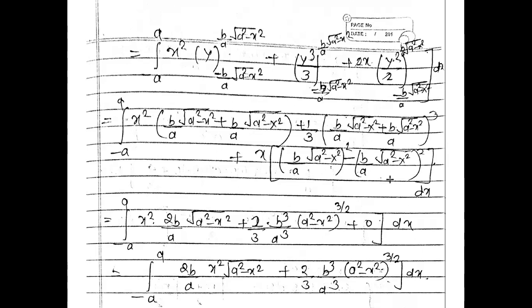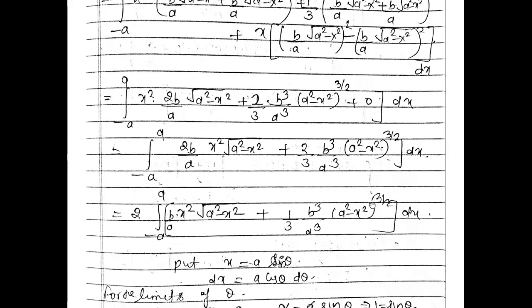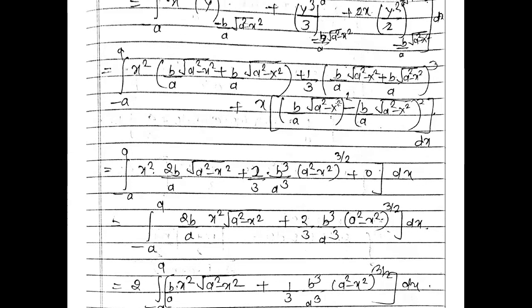Right? Now x square times 2b upon a, this will be 2 times, this will also be 2 times, and 0 plus this, into dx here, right? Now 2 upon 3 b cube upon a cube, a square minus x square to the power 3 by 2. You can see that 2 upon 3, 2b upon a, and square root of a square minus x square, so 2b cube upon a cube, a square minus x square to the power 3 by 2. That means square root you can write 1 by 2, so 3 by 2. 2b upon a x square, this line plus this line.